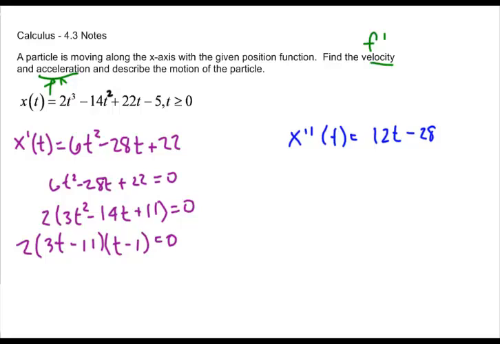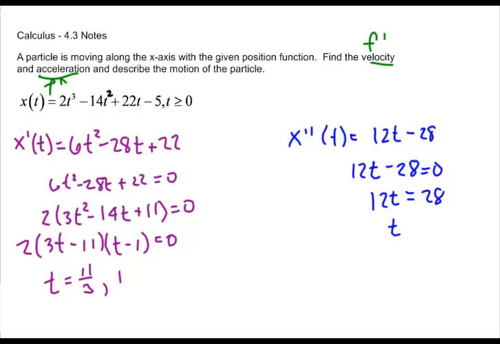So when I solve, I get important values of my velocity. I get 11/3 and 1. These are big important values for my velocity. And when I do my acceleration, then 12t equals 28. So t equals 7/3.